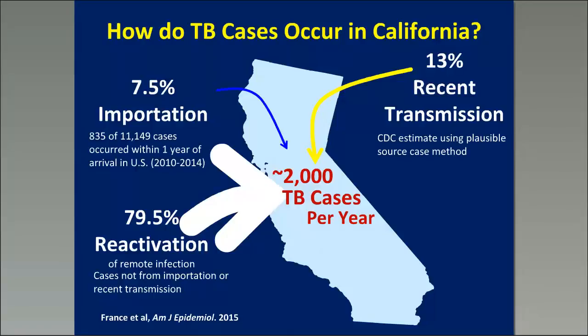Now, when we look at the data, when we talk about importation of TB cases, what we really mean is that looking over the 5-year time frame of 2010 through 2014, 835 of the 11,000 cases reported in that time frame were within foreign-born persons who arrived in the U.S. and their TB diagnosis was within 1 year of arrival. And so again, this is just an estimate. One can argue this, but clearly it's a much smaller number and percentage than the 79.5% of our TB cases that we estimate to be from reactivation of remote infection because they are not attributable to the other two mechanisms.